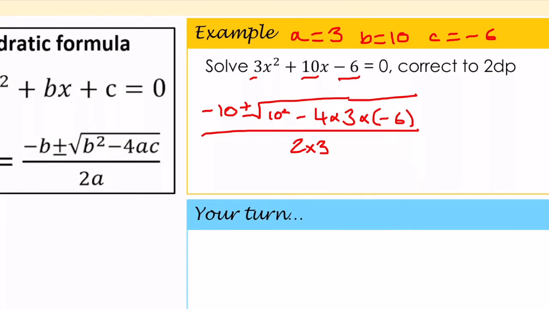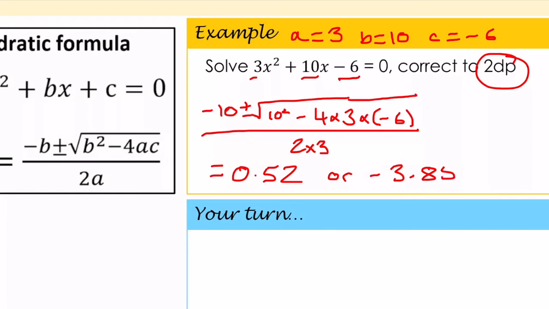Now I'm just going to type that in and see what we get. You might want to practice your calculator technique and see what you get there. But we should get one answer. So firstly, I've put the positive in, so minus 10 plus the square root. And we get, now remember this is to 2 decimal places, so we get 0.52. And then I'm going to type it in with my negative instead, and I'm going to get minus 3.85. Okay, so those are my two answers.